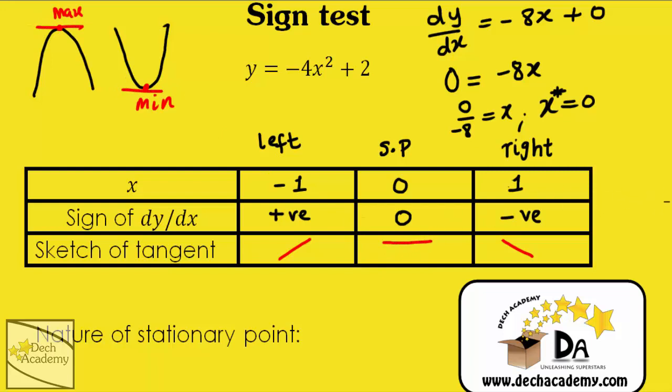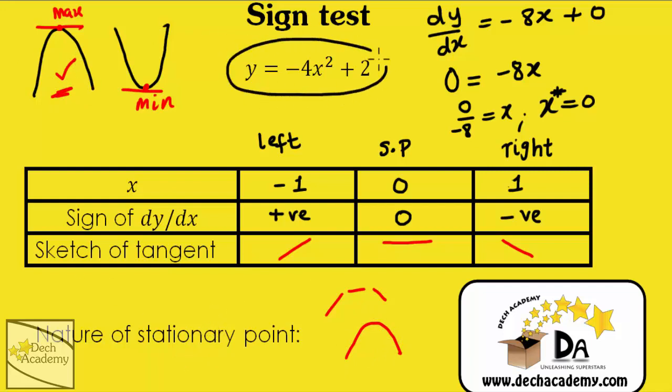So what do we have? Let's combine the shapes. This is essentially what we have. But you know, for a quadratic function, it's going to be a curve. So we have a maximum. This is the case where we have a maximum. So the stationary point of this function is a maximum. And that's the sign test.